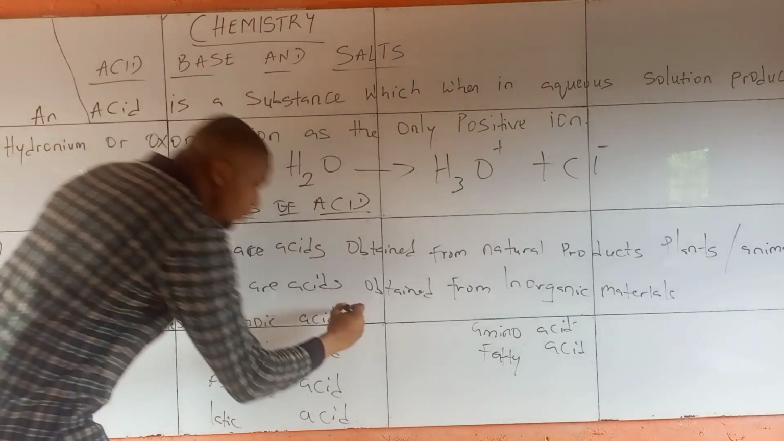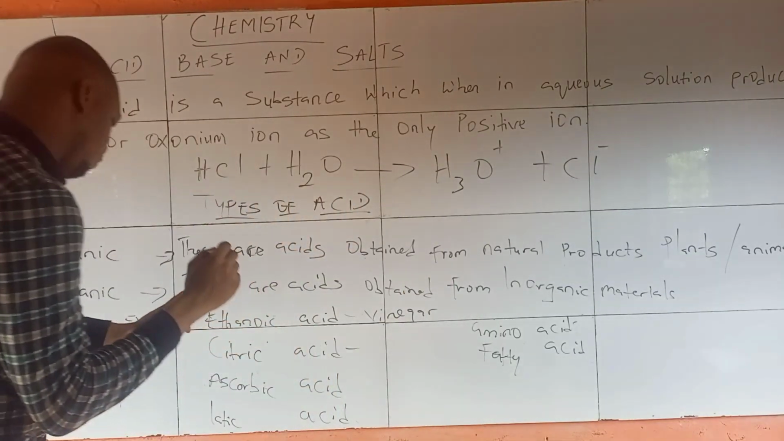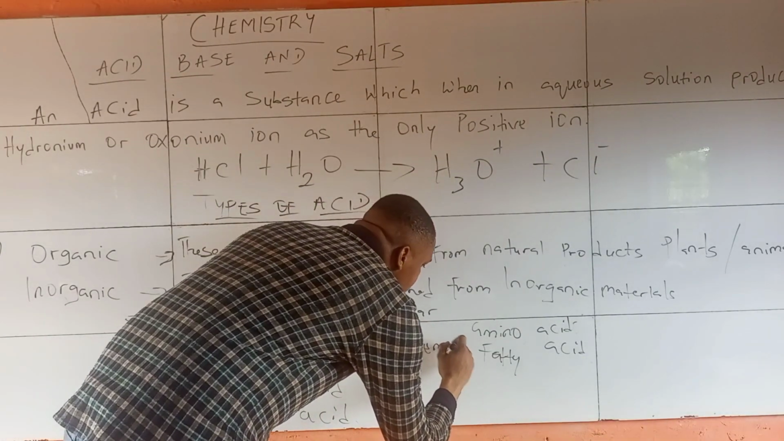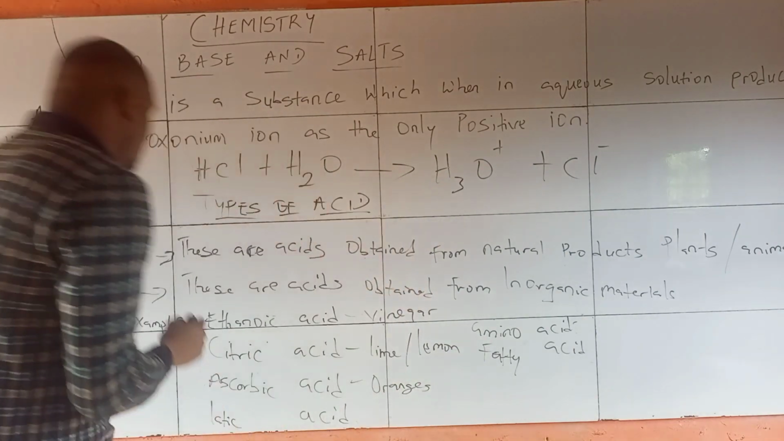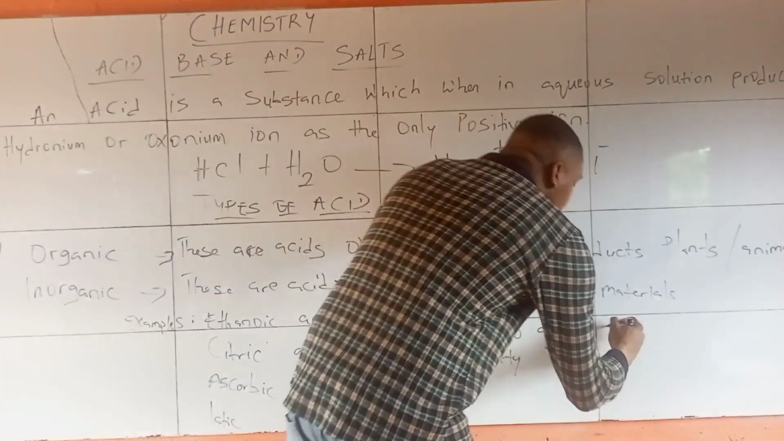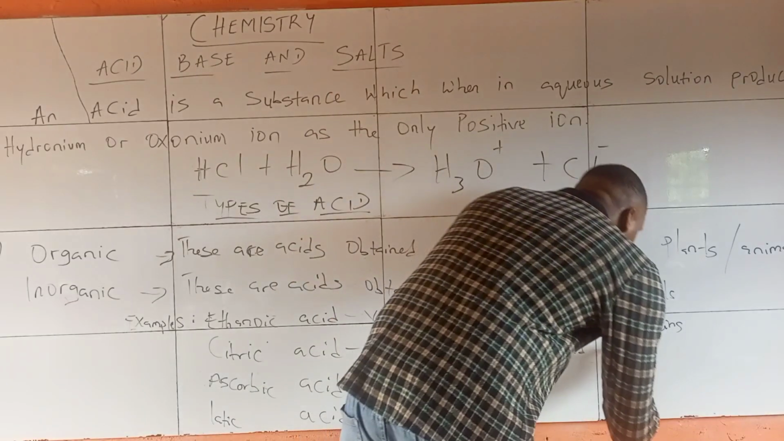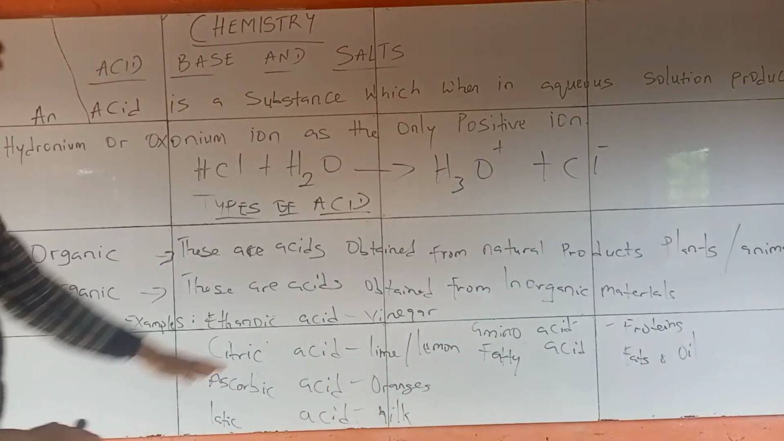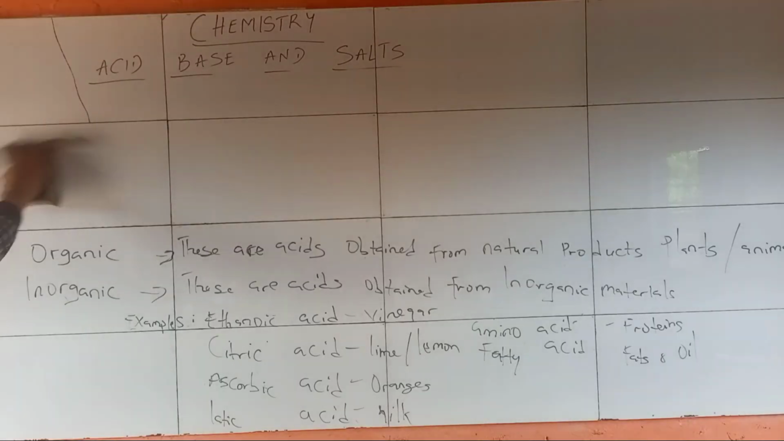For example, ethanoic acid is obtained from vinegar. Your citric is gotten from lime or lemon. Your ascorbic is gotten from oranges. Your lactic is gotten from milk. Your amino is gotten from proteins. Your fatty acid is gotten from fat and oil. So these are your what? Examples of your organic what? Acid.